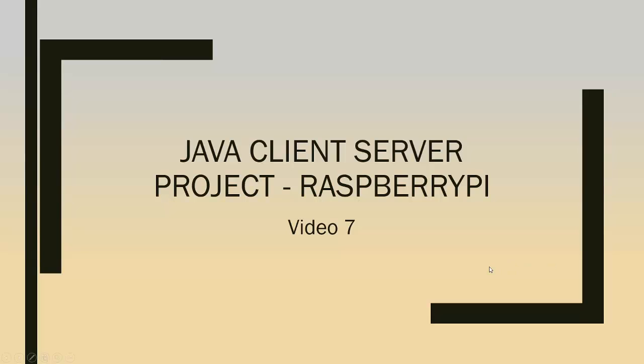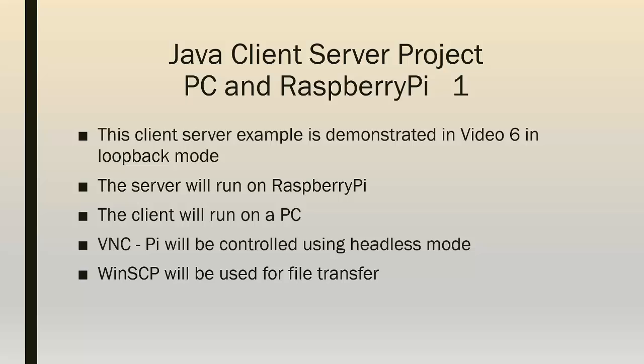This is an example of a client-server system with the server running on a Raspberry Pi. In video 6, this particular example was demonstrated in loopback mode. But in this case we'll have the server on the Pi and a client on a PC. The Pi will be controlled via VNC in headless mode, and WinSCP will be used for file transfer.